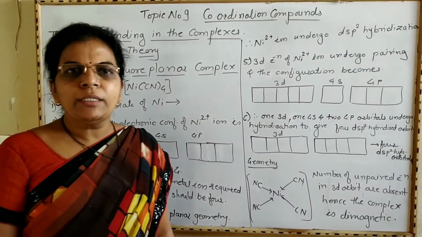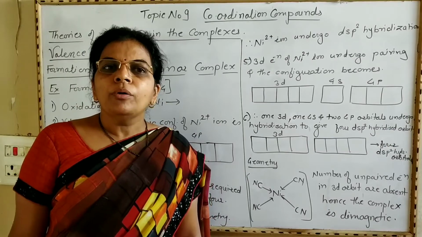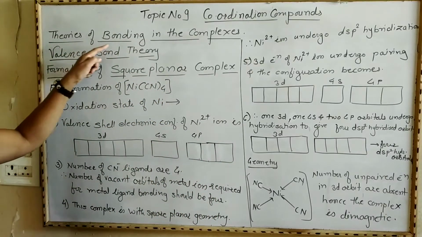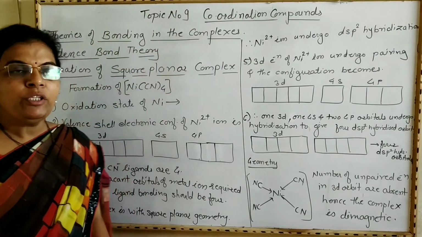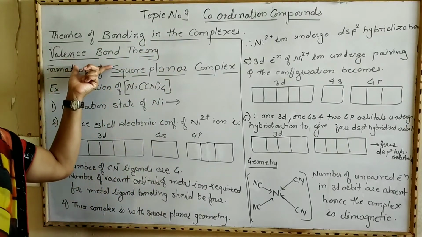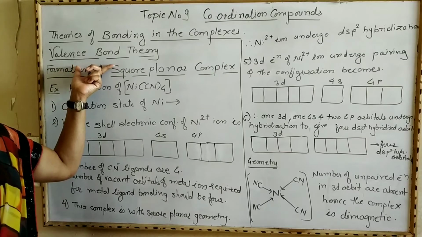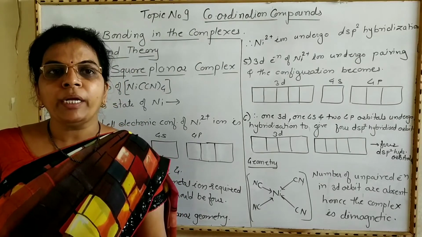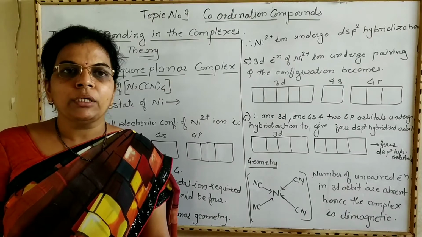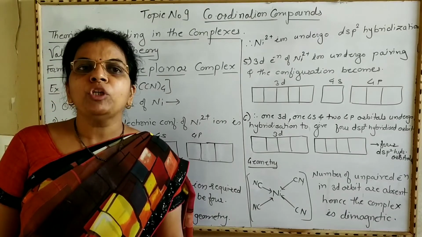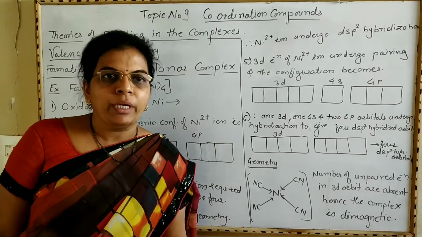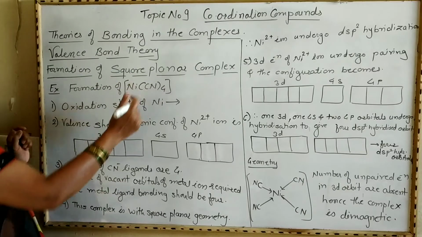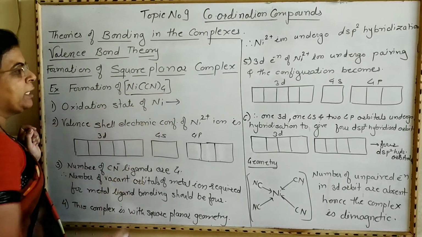Good morning, students. Last time we started the theories of bonding in complexes, in which we started valence bond theory. In valence bond theory, we have seen the formation of octahedral complex and tetrahedral complex. Now we are going to see formation of square planar complex. The example for the formation of square planar complex is formation of Ni(CN)4.